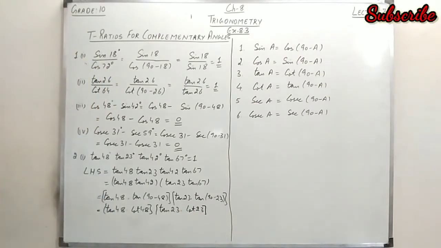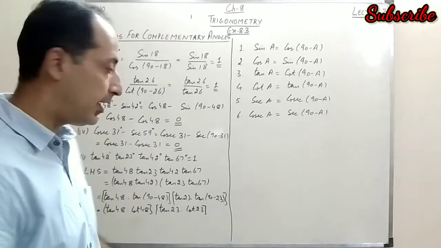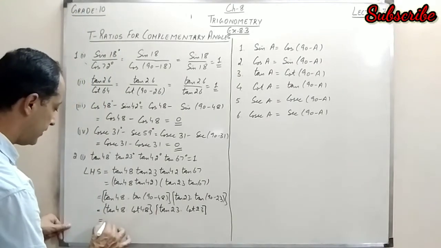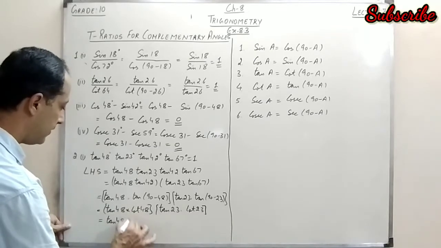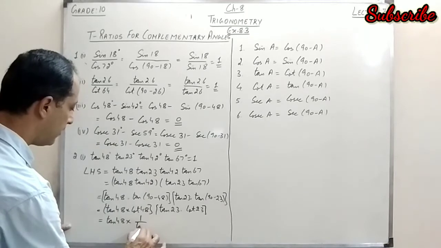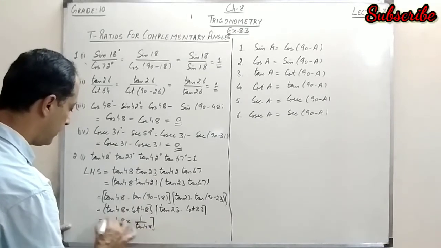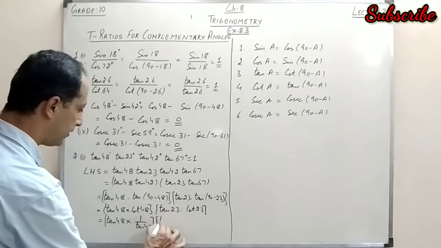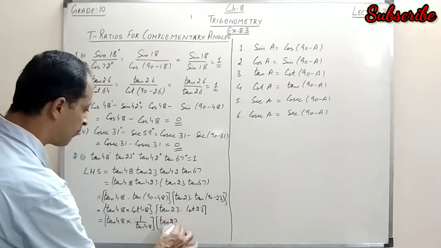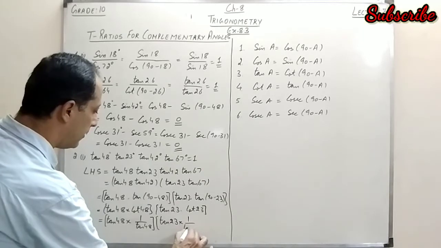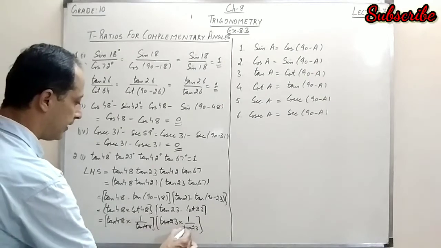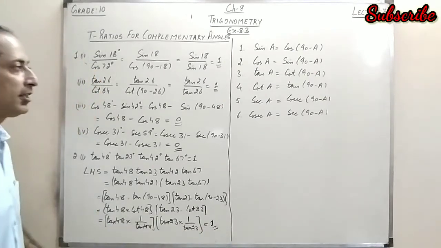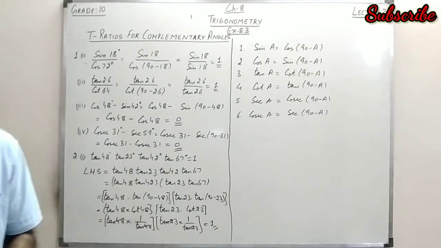Now in the beginning we learned that cot is the reciprocal of tan. So instead of this I can write it as tan 48 multiplied by 1 upon tan 48. This is one bracket. And then in the other bracket, this is tan 23 into 1 upon tan 23. Now this cancels, and I get the answer as 1, which was required on the right hand side of this question. Right? Let's go to the next question now.